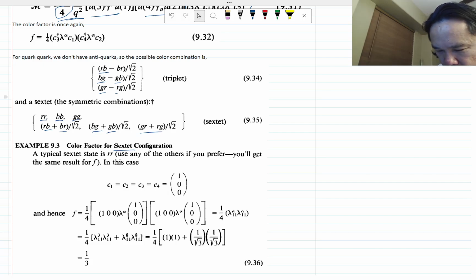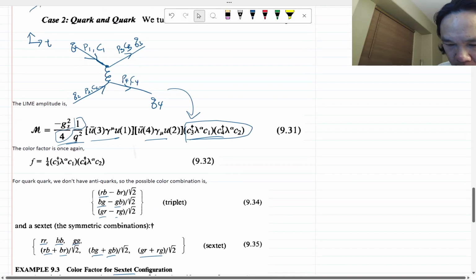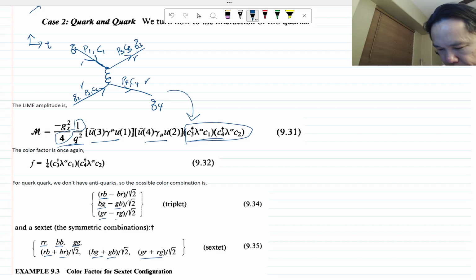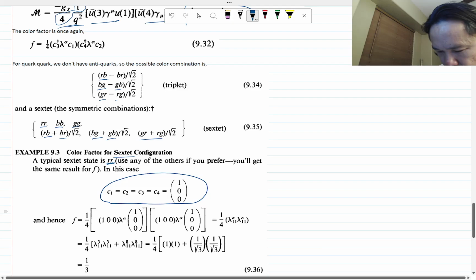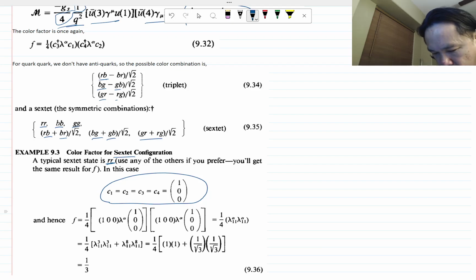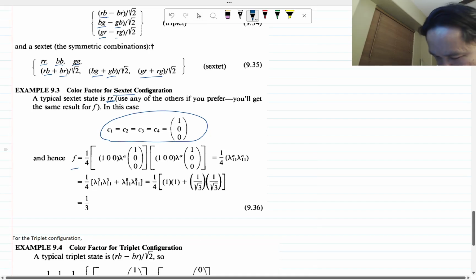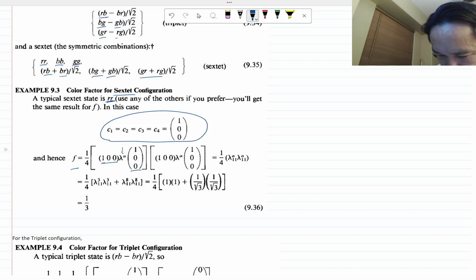Okay, so let's do another example. Let's just pick the RR. That means all of these incoming and outgoing quarks are all going to be red. That means all the color vectors are going to be all 1 on the top. If you do this computation, you multiply these row vectors with these column vectors through the Gell-Mann matrices.